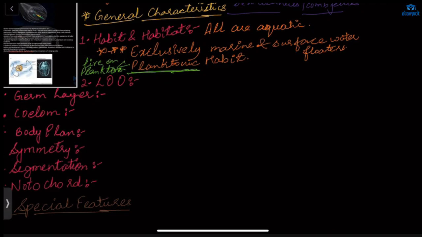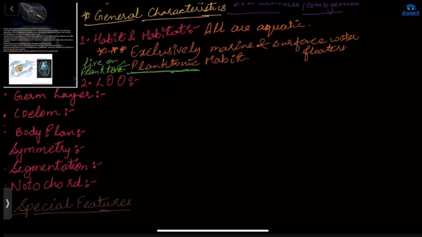Now we will move to the level of organization. Just give me a minute, Sana. So where was I? Habit and habitat. I was saying that in habit and habitat all are aquatic, but the special feature, the important point, is that each and every organism is exclusively marine, meaning they will not be found in freshwater forms. And they are surface water floaters, floating on the surface of oceans. They are also planktonic, meaning they get their nutrients by feeding on planktons.